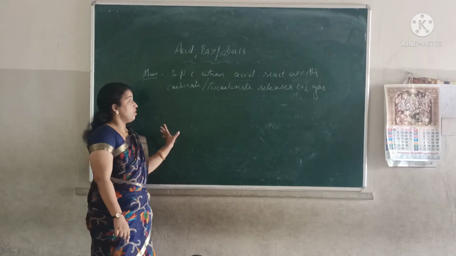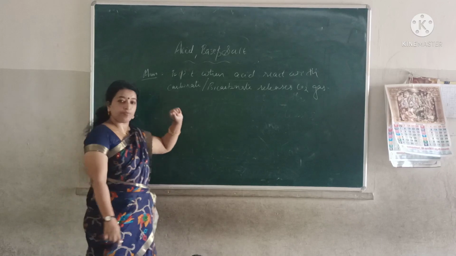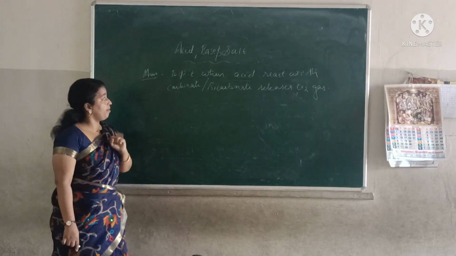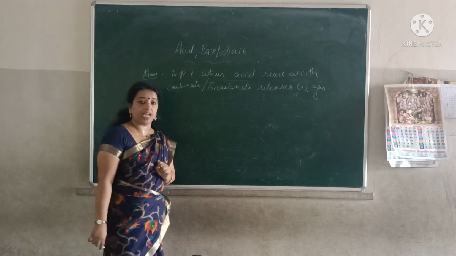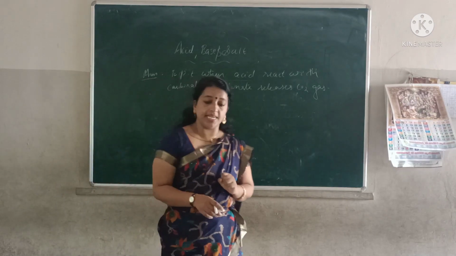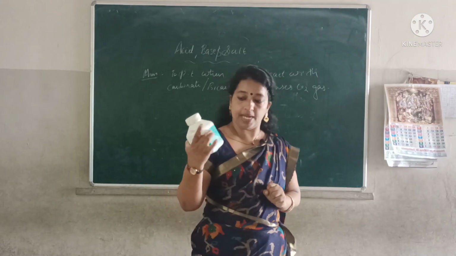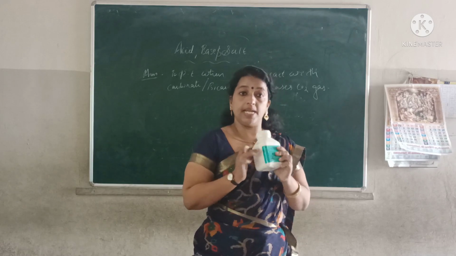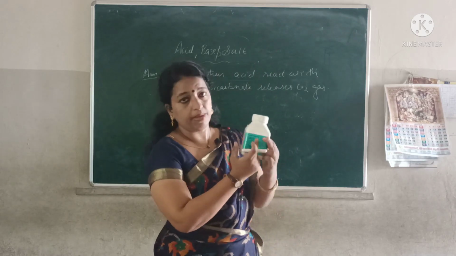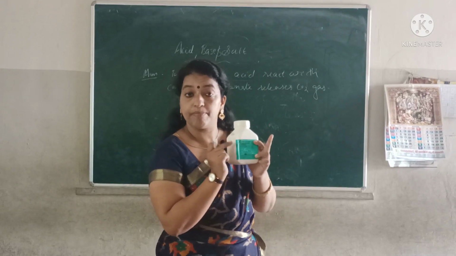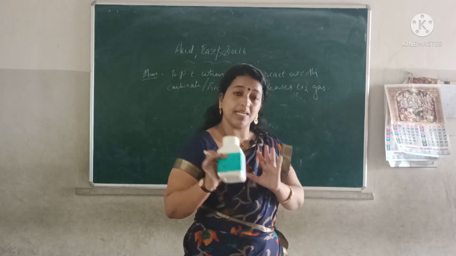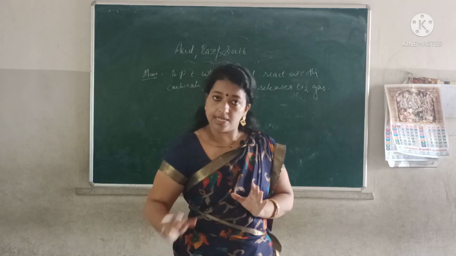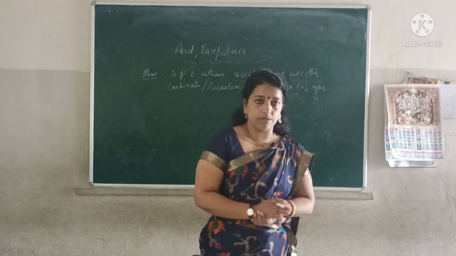Right? So we are going to explain the activity now. What is the aim of the activity? To prove that when an acid reacts with a carbonate or bicarbonate. I didn't do it with the bicarbonate. Sodium bicarbonate is sodium hydrogen carbonate, that is also called sodium bicarbonate. I didn't do it with this one, but you will get the same result. Carbon dioxide gas will be released.